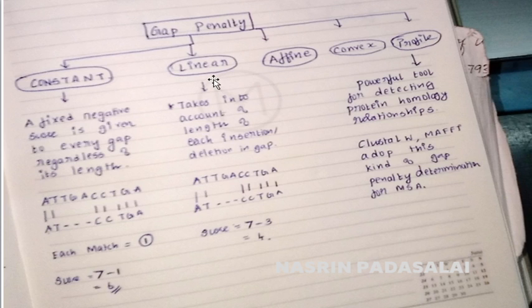Whereas if you take linear, it will take into account the length of each insertion gap or deletion gap. So here, if you take the same thing, there are 7 nucleotides matching, there are 3 gaps, so you need to put the number 3 because for each gap you need to give a score of 1. So 7 minus 3, you will be getting 4.